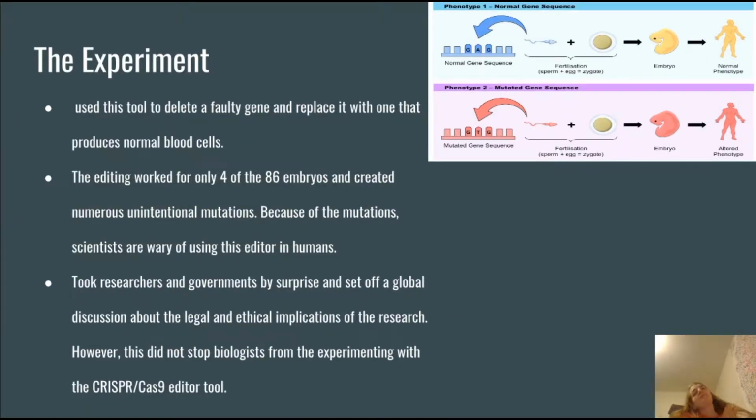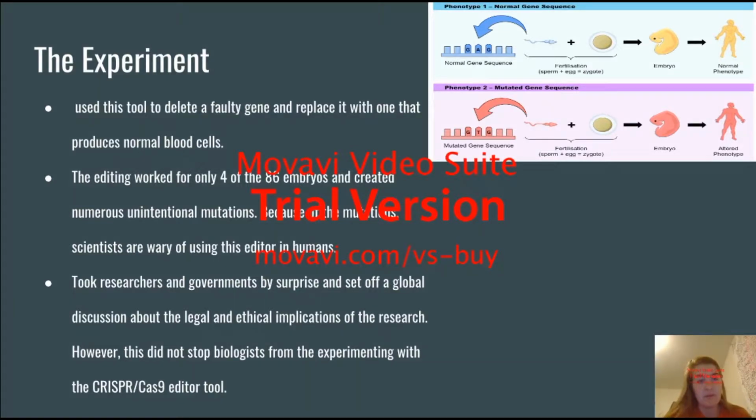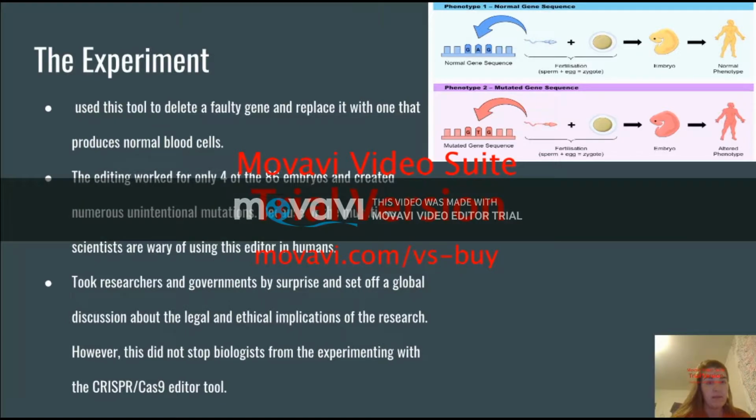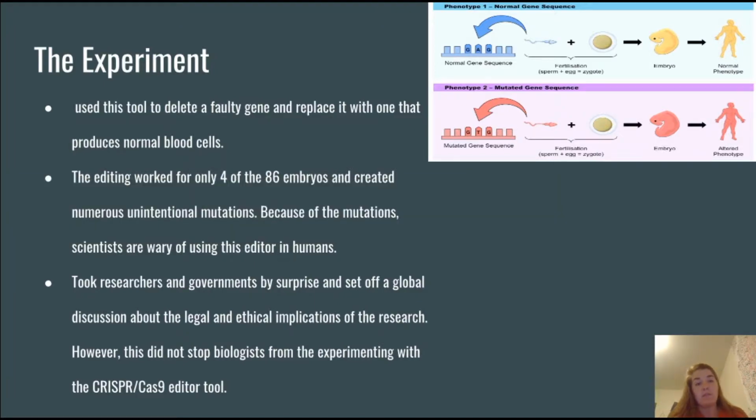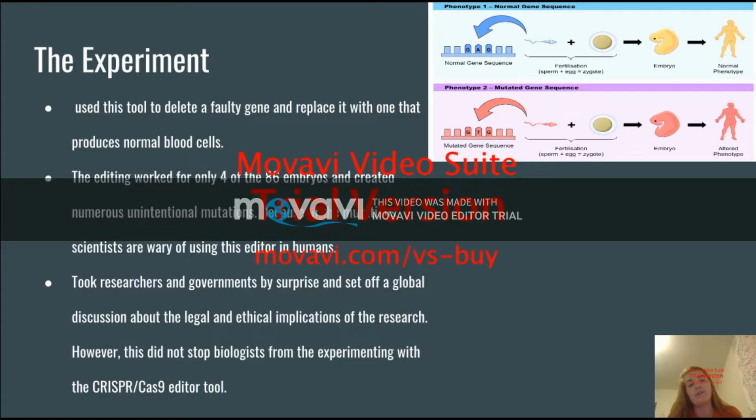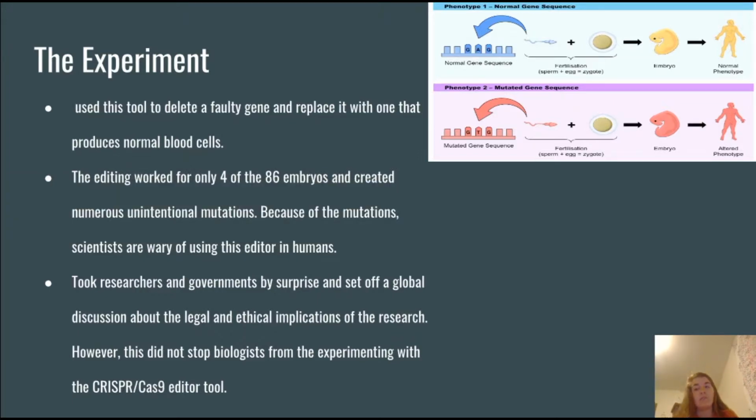So the experiment that was done is they used the tool to delete a faulty gene and replace it with one that produces normal blood cells. The editing worked for only 4 of the 86 embryos and created numerous unintentional mutations. Because of the mutations, scientists are wary of using this editor in humans. It took researchers and governments by surprise and set off a global discussion about the legal and ethical implications of the research. However, this didn't really stop biologists from experimenting with the CRISPR/Cas9 editor tool. And up at the top, this shows normal gene sequence and mutated gene sequence in humans.